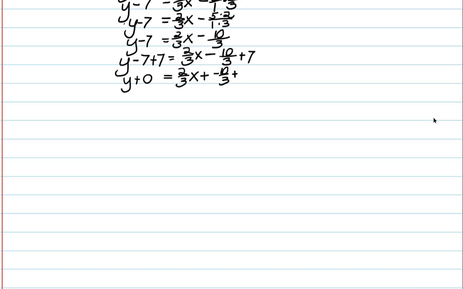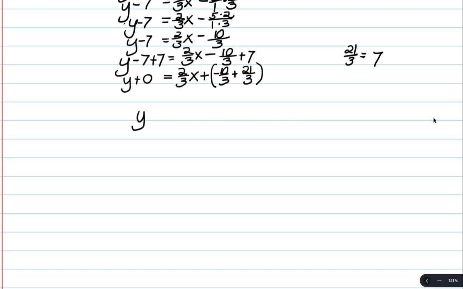This is what I mean. I happen to know that, and so do you, that 21 divided by 3 is 7. 7 equals 21 over 3. And that has the same denominator as negative 10/3. So I will add 21 over 3. And now I'm going to add these two fractions, which will not be hard. It won't be difficult because they have the same denominator.